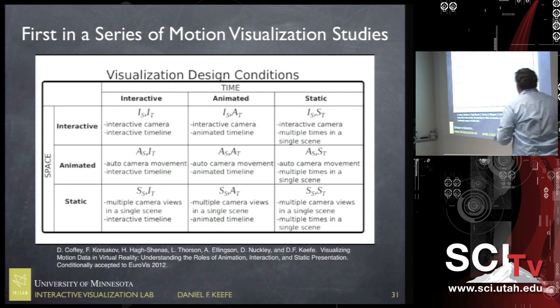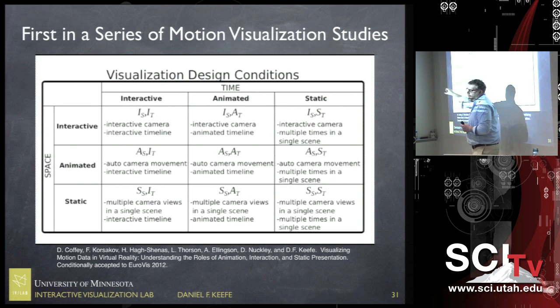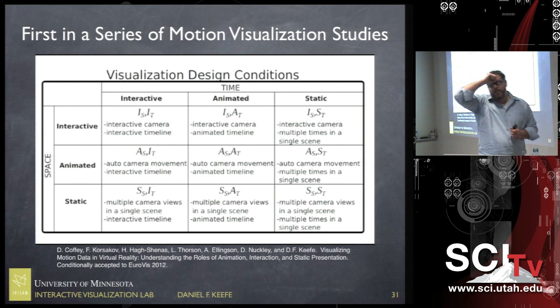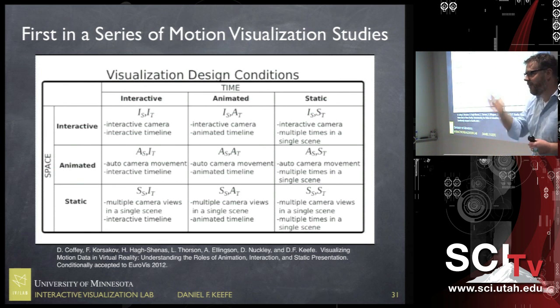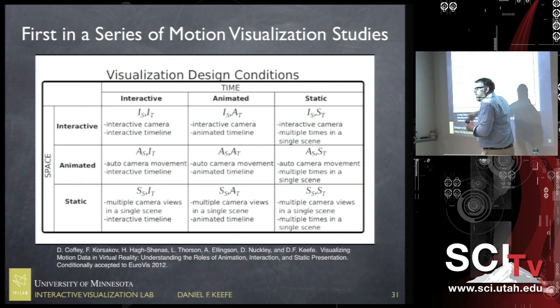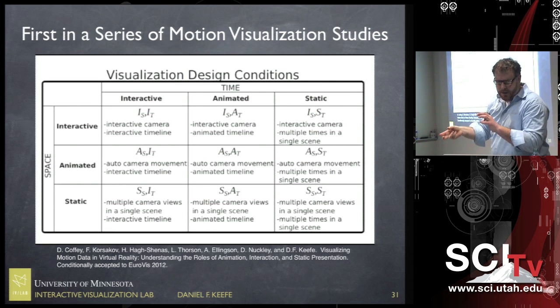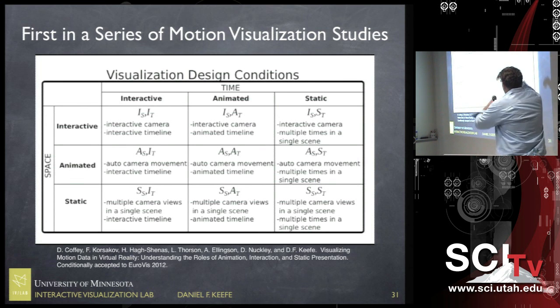The way we structured that was with a matrix like this, where we said, look, you have two dimensions that are really important in this data, the time and the space. And for each of those, three of the most fundamental decisions you have to make in creating a visualization is, do you control this interactively? Does it go automatically or in an animated fashion? Or do you have a static presentation? And you can look at those intersecting here.